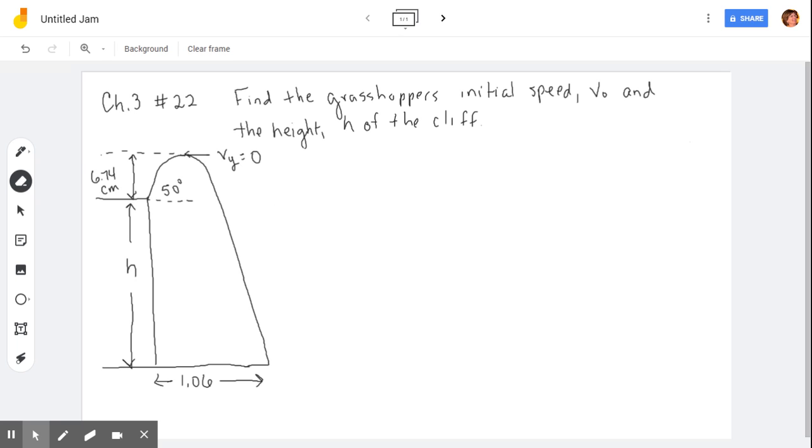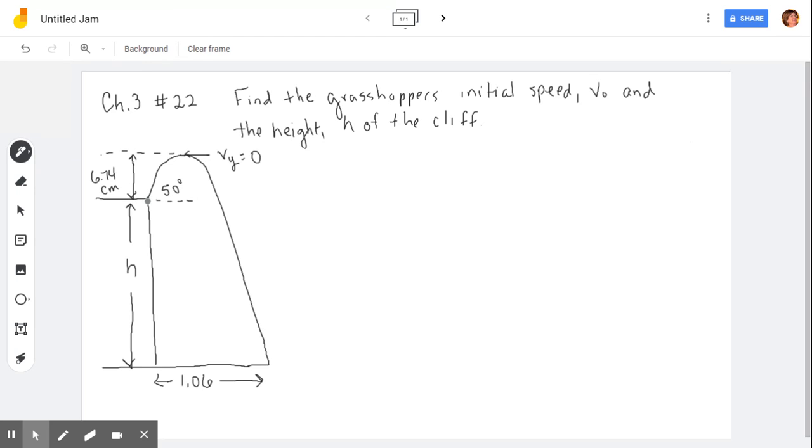In this video, I'm just going to rework problem 22 out of chapter 3. There was a mistake today in class, and I have figured out what that mistake was. And it's really right here. When I reread the problem, the maximum height above the cliff was 6.74 centimeters, and I worked it as if it had said 6.74 meters.